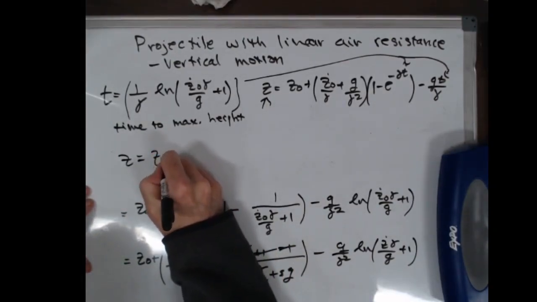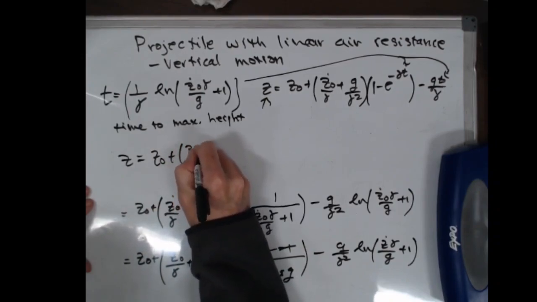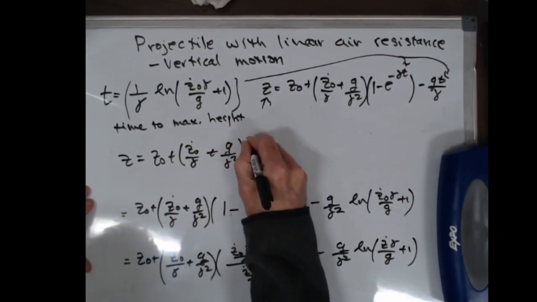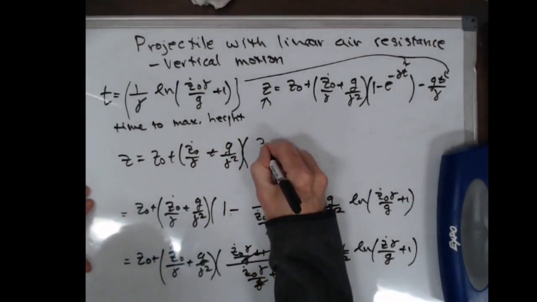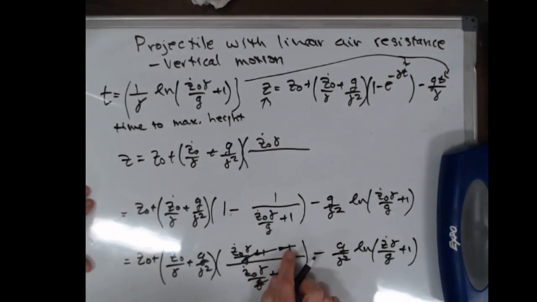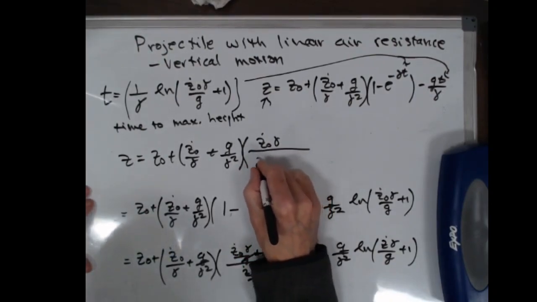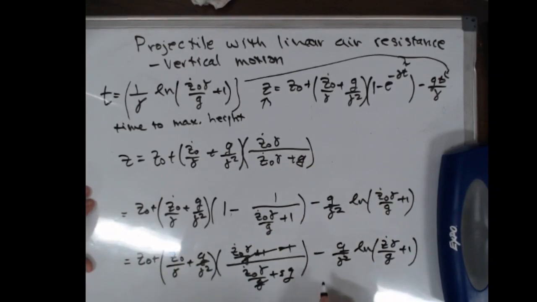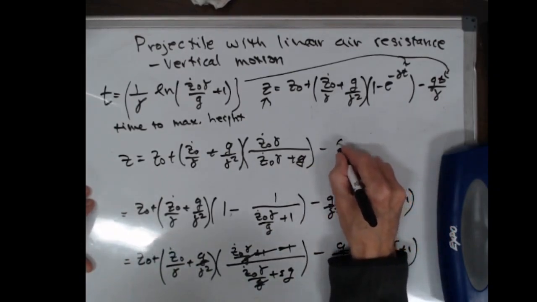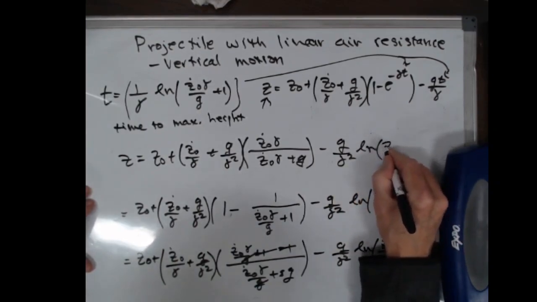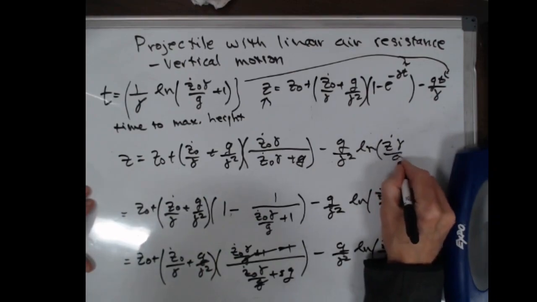But this is z naught plus z naught dot over gamma plus g over gamma squared times, and so this is just z naught dot gamma over, because the plus 1 and the minus 1 canceled each other, and I multiply the top and bottom by g to get rid of that. This is z naught dot gamma plus g. I don't see a quick simplification over there, minus g over gamma squared times the log of z dot gamma over g plus 1.